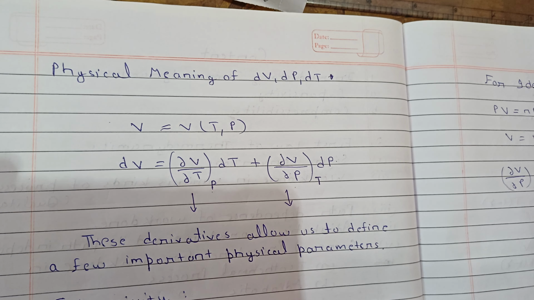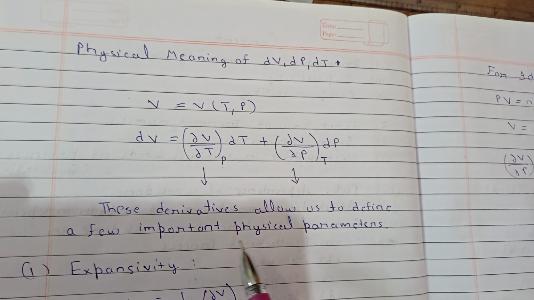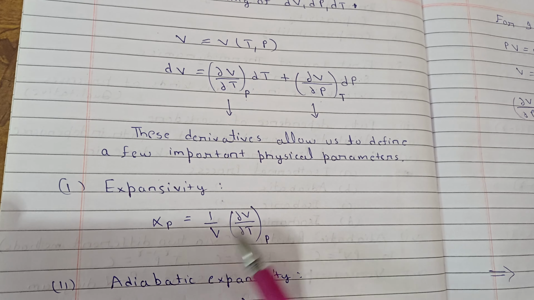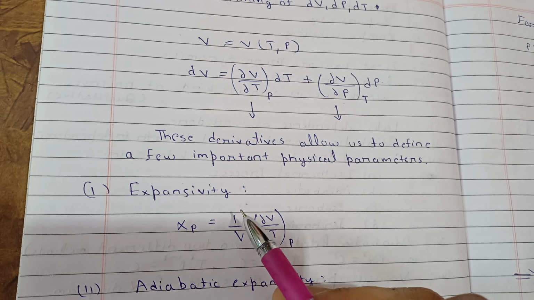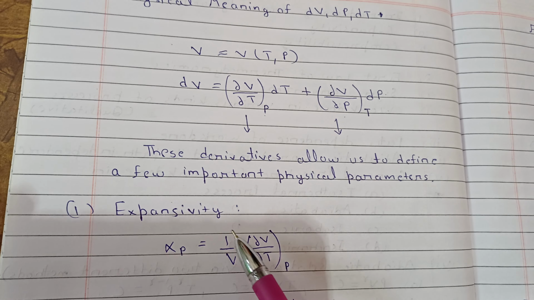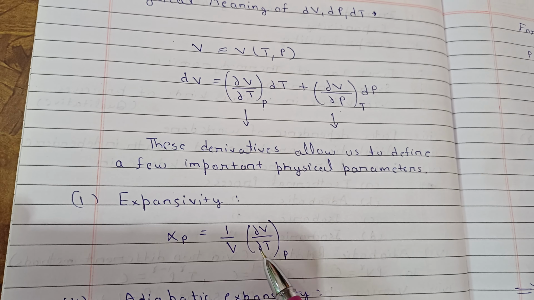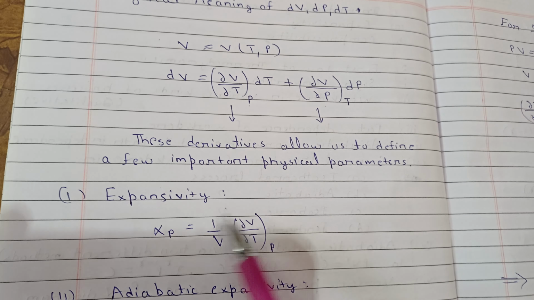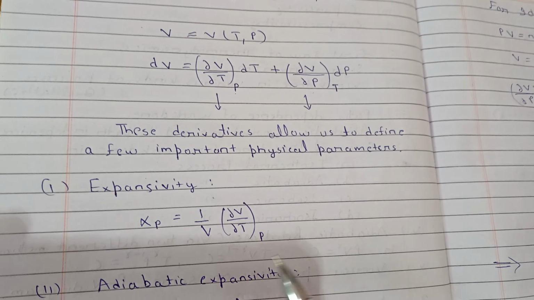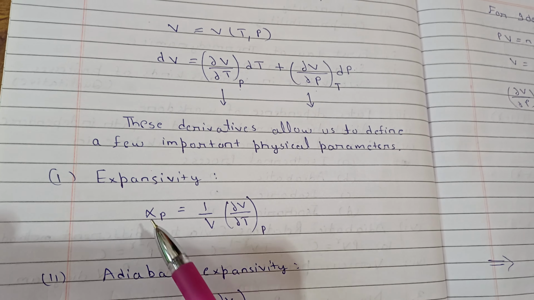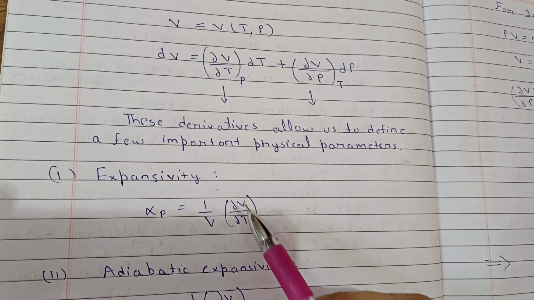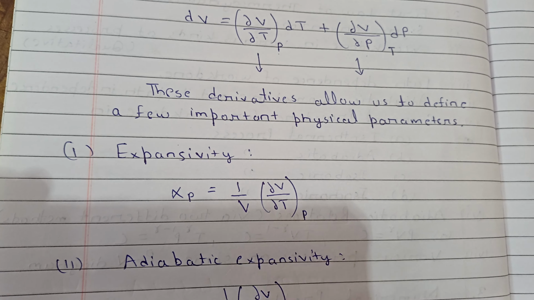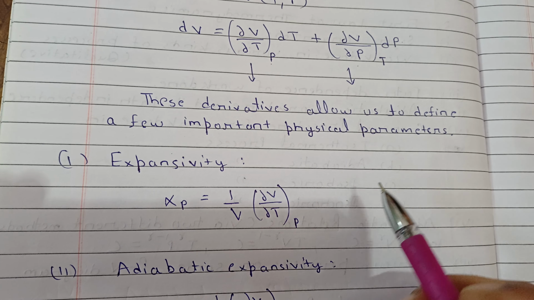These derivatives allow us to find a few important physical parameters like expansivity. First, it is isobaric, meaning pressure is constant. So we define the coefficient of expansivity as alpha = (1/V)(del V by del T). You can see it as alpha dT = dV/V. You can remember it in any form, but you must remember this result. This is defined as the expansivity, or the coefficient of expansivity, and this is valid for all gases, ideal or real.